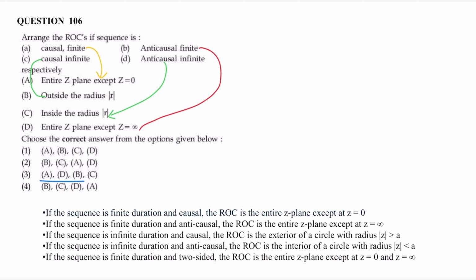Small b matches to D, C matches to capital B, and small d matches to capital C. Correct option is 3.